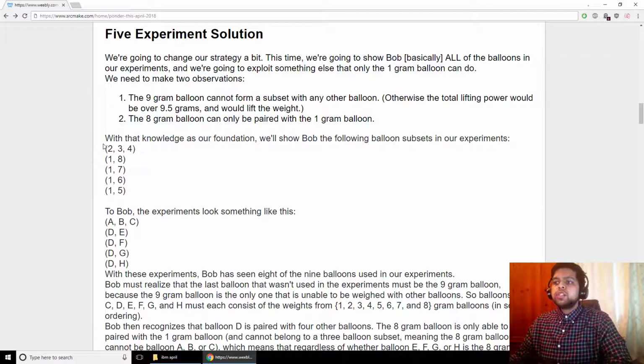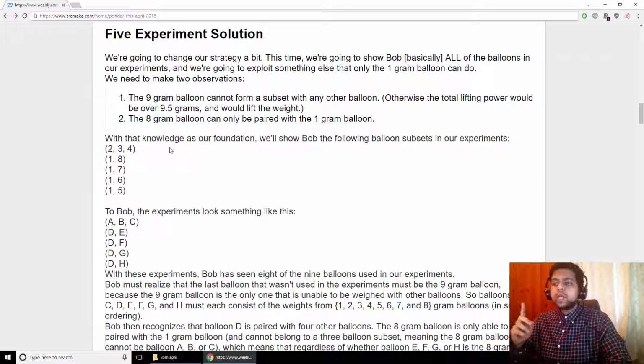So we are going to show Bob this set of experiments, and we'll see that there's 2, 3, 4. So Bob sees 2, 3, and 4. And 1, 8, 1, 7, 1, 6, 1, 5. So in these sets of experiments, which Bob views as something like this with letters, because again, he doesn't see actual numbers, but he does see colors, which we're going to label with arbitrary letters. Bob sees 8 different colors in the experiments that he was shown, but he also knows that the 9 gram balloon wasn't seen in the experiment.